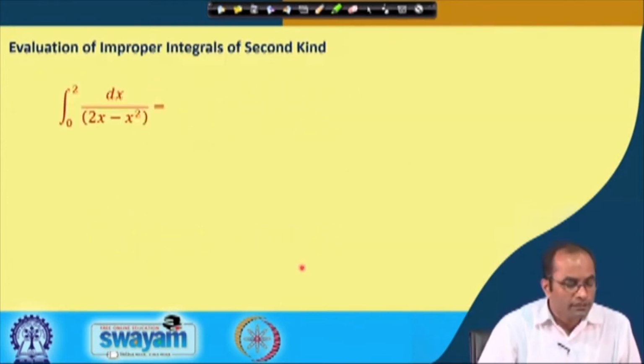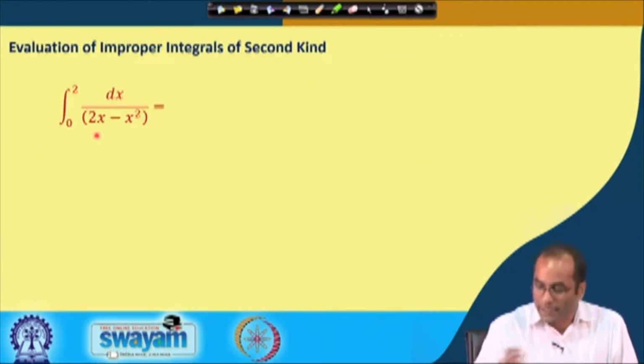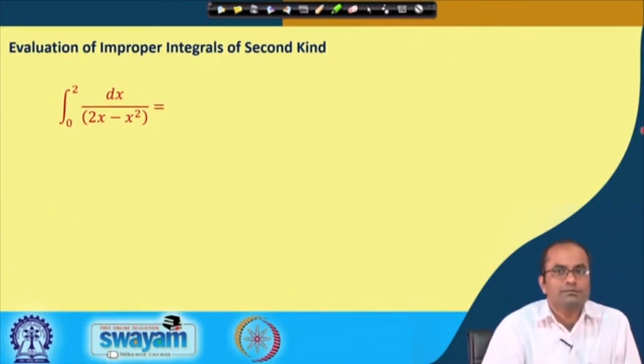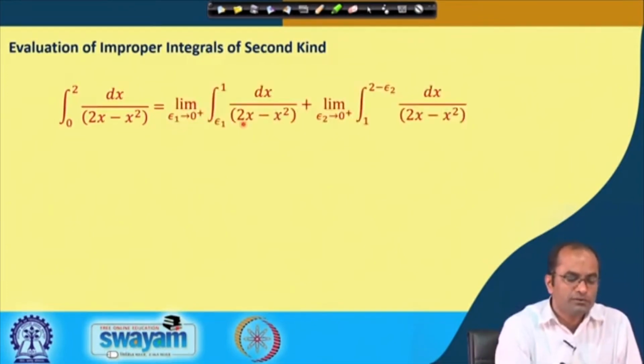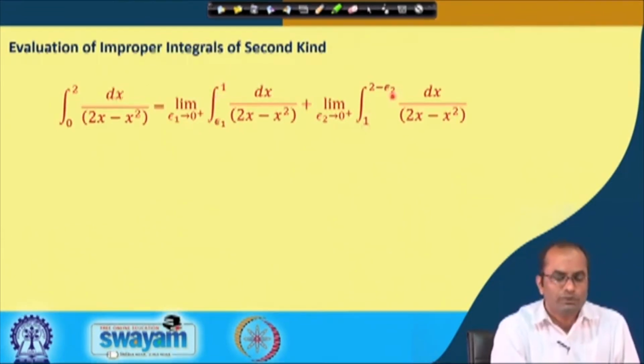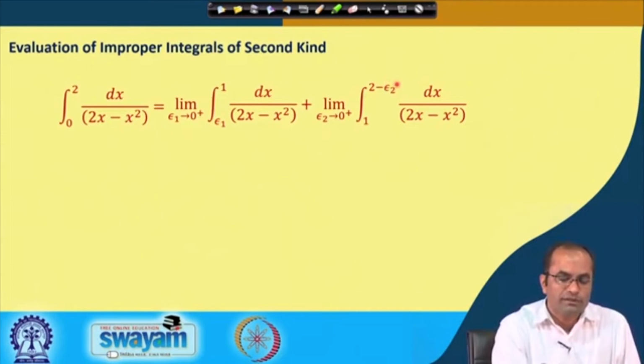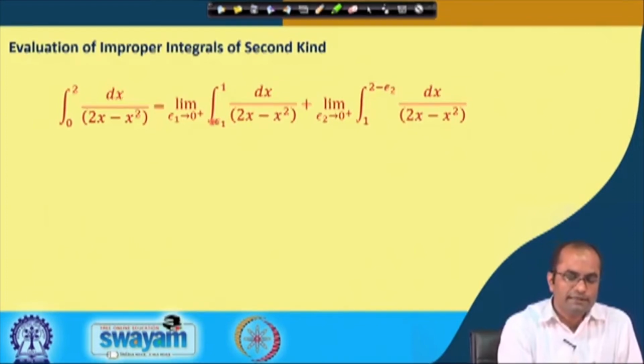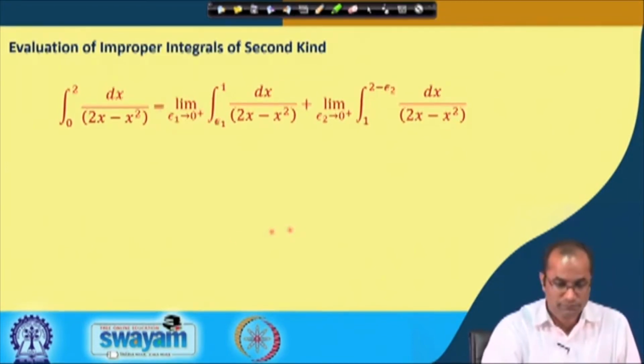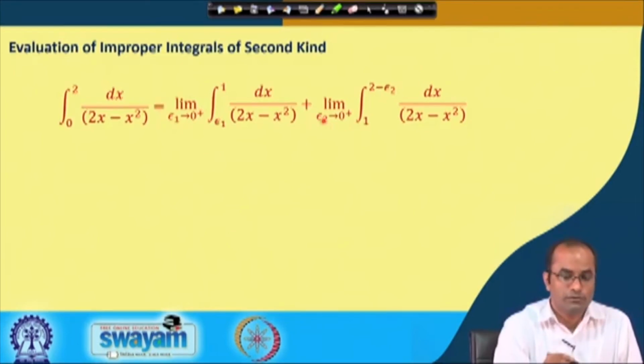For the second example, we take dx over 2x minus x squared, and in this case we will do the same trick, with the limit epsilon 1 going to 0. We have avoided 0 by introducing 0 plus epsilon 1, and we have taken some point in the range, 1, and then from 1 to 2 minus epsilon 2, where epsilon 2 goes to 0. So, we have avoided also this point where the function was becoming unbounded. Now, in both the cases we have to integrate this, and then later we will apply the limits as epsilon 1 and epsilon 2 go to 0.